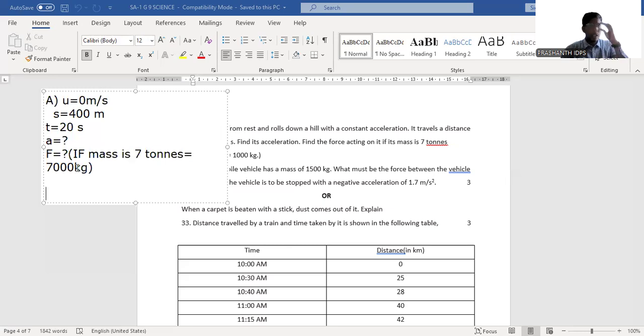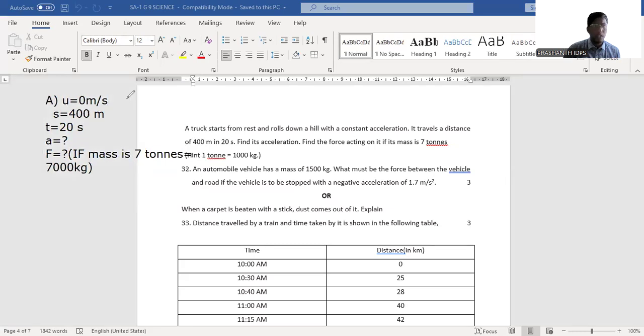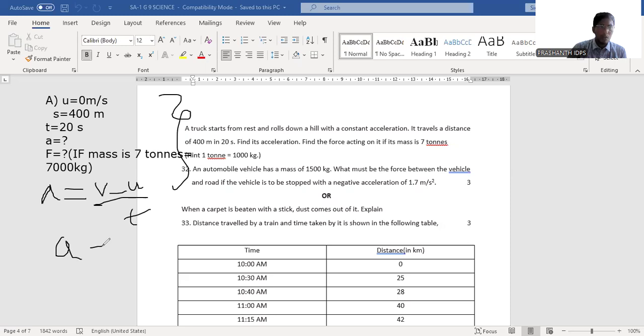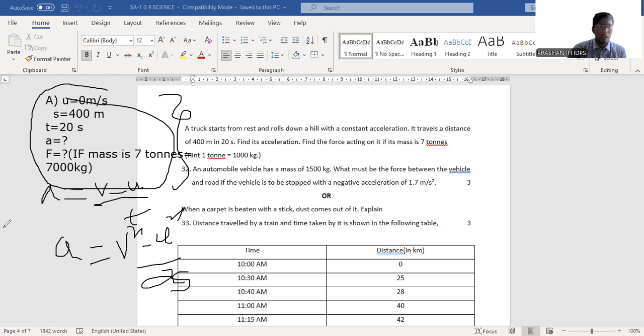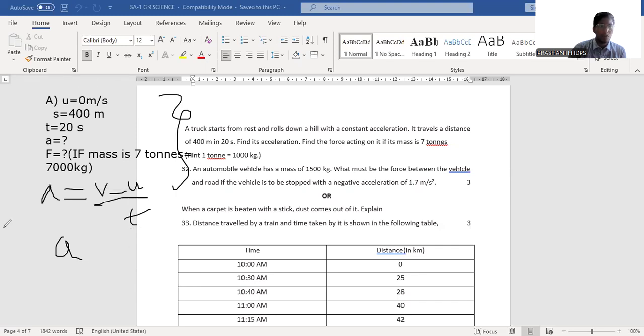Here, see, there are different formulas. I told you why we should write the given values first. For writing given values you will get half a mark. It is also easy to understand which formula to take. We know acceleration a is equal to v minus u by t. There is one formula. Another is v square minus u square equals 2as. So many formulas are there, but we should take a formula depending on the given values. I hope you understood my point about why I'm insisting you write the given values.